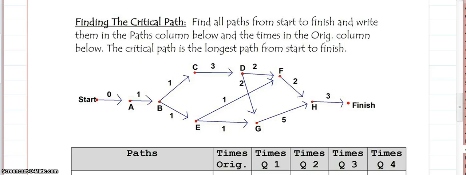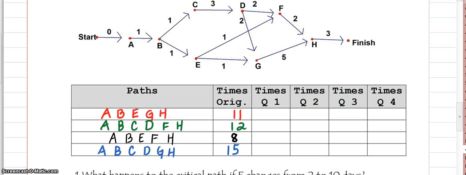I would like you to take a look at this diagram, and I would like you to list all the possible paths that we can take from start to finish. Go ahead and do that right now. All right, so take a look and see how you did. Did you get these 4 paths? So if I asked you right now what the critical path was, what would you say? Hopefully you said that this last path right here was the critical path because it is the biggest of all the paths. That is the earliest we could finish the job in 15 days.